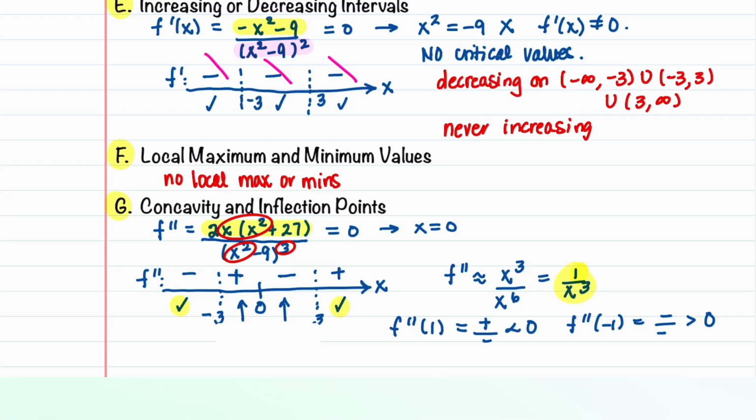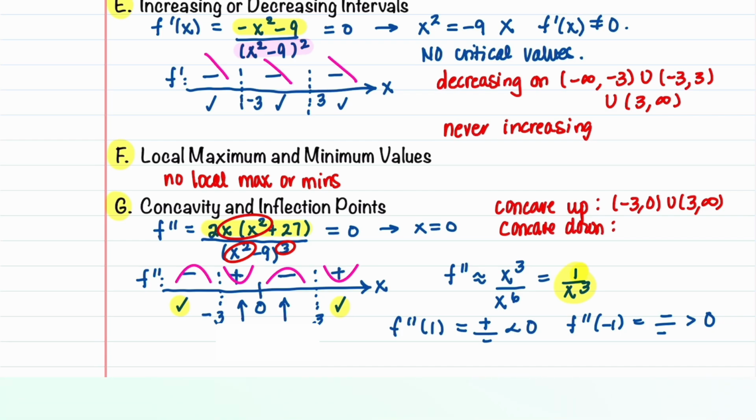Now we can think about the concavity. It is concave down here and here, and it's concave up here and here. We'll write down concave up from -3 to 0 and from 3 to infinity, and then concave down in the other two regions from -infinity to -3, union 0 to 3.